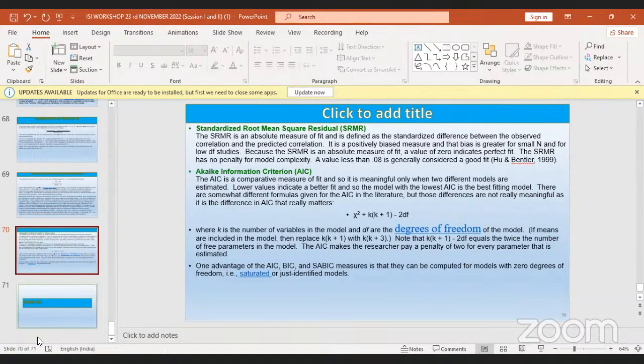Is there any question about this theoretical part of structural equation modeling?